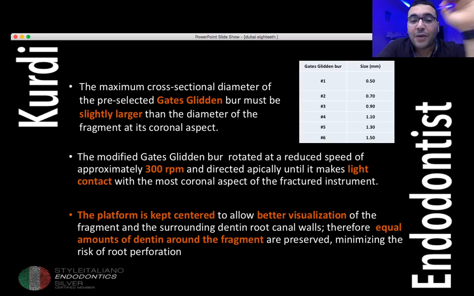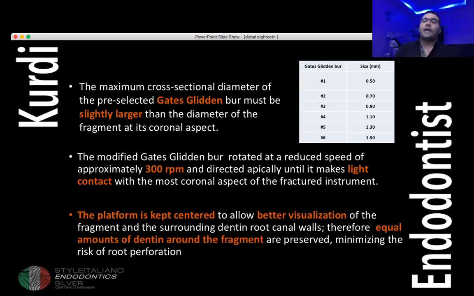But honestly, with size 2, nowadays, it's a little bit enough for me. And then after that, I use another instrument and I will tell you about all of that. So, if you are going to use Gates-Glidden or modified Gates-Glidden, at a speed of 300 RPM with just light contact to the most coronal part of the file, congratulations, you have this staging platform. So please try to make this platform as centered as you can.